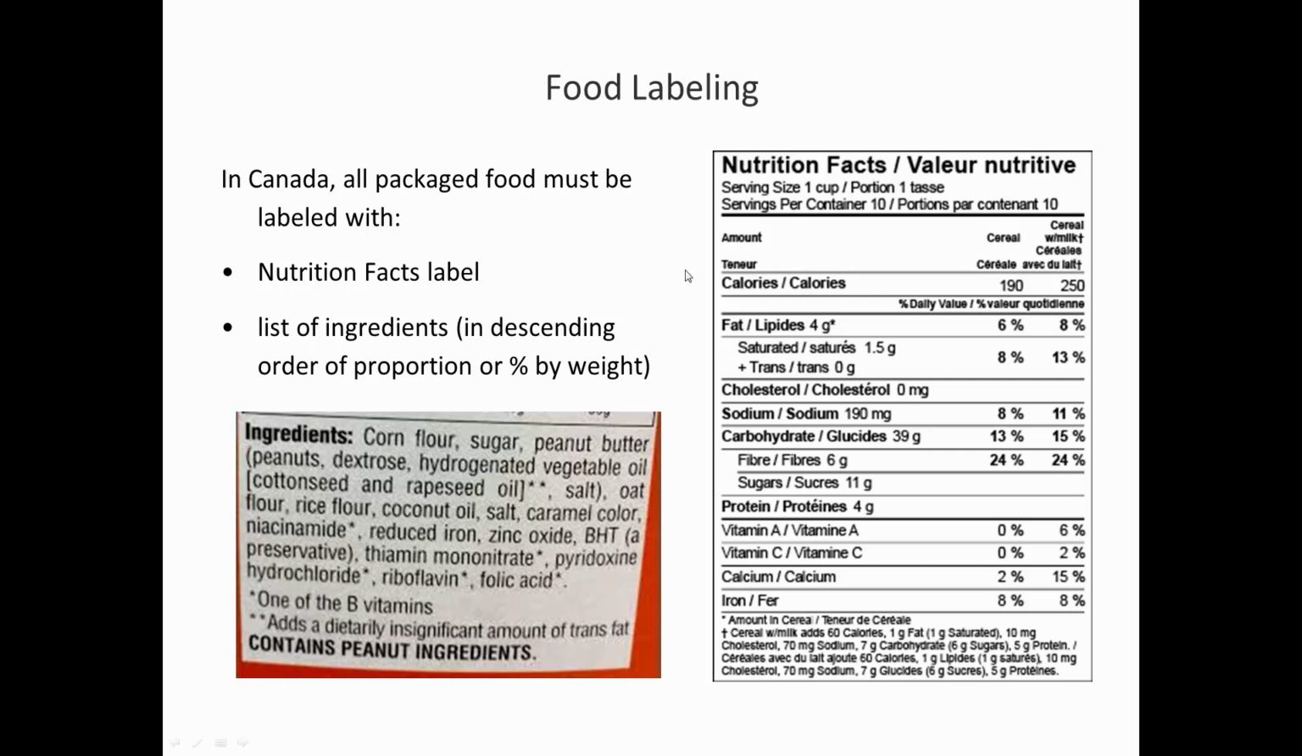It also tells you how many total calories are in this product. It tells you fat, and it has to divide the fat into saturated fat and trans fat. It has to give you those amounts of the total fat. Cholesterol, sodium, total carbohydrates, including the amount of fiber and the amount of sugars, proteins, and various vitamins and minerals that are in the product.